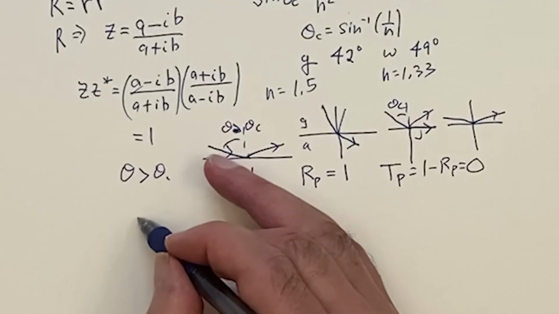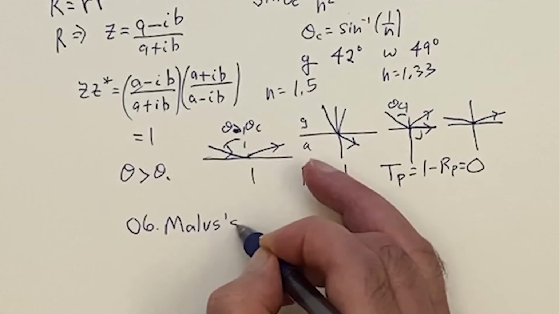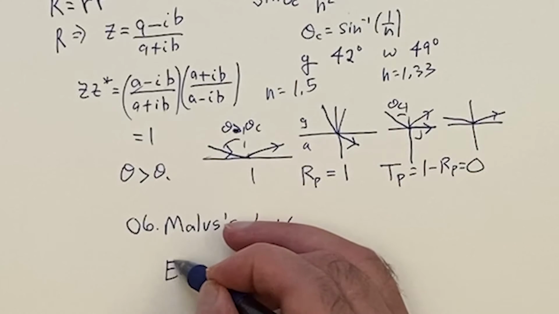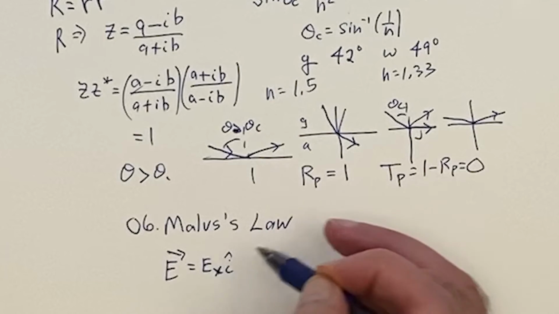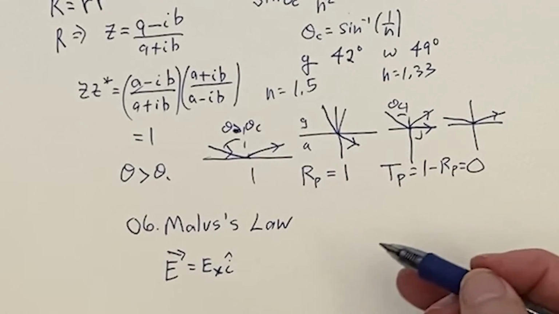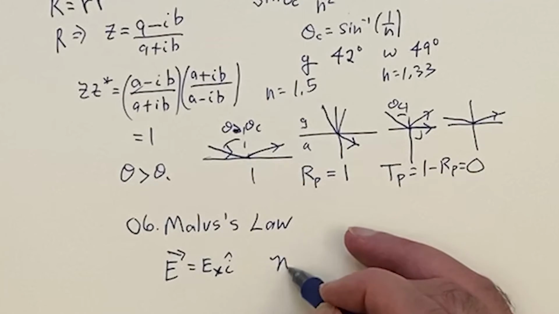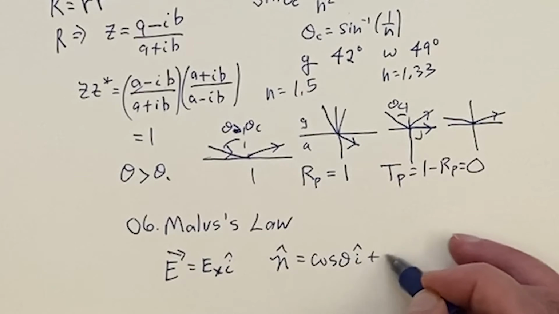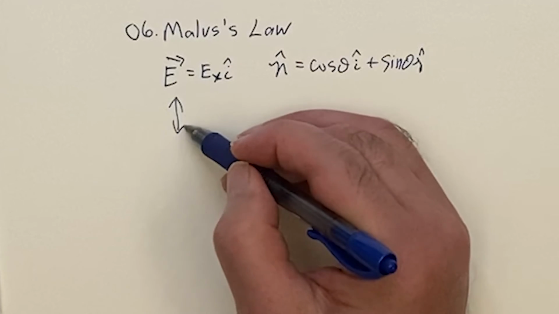We now move on to another review. Malus's law that deals with polarizers was covered in the introductory physics class. I'm assuming that you were sick that day. And here we have the electric field, say, along the x-axis. And really don't care about the magnetic field, because the polarizer is going to work on the electric field. And say the polarizer is oriented at some cosine theta i hat plus sine theta j hat.